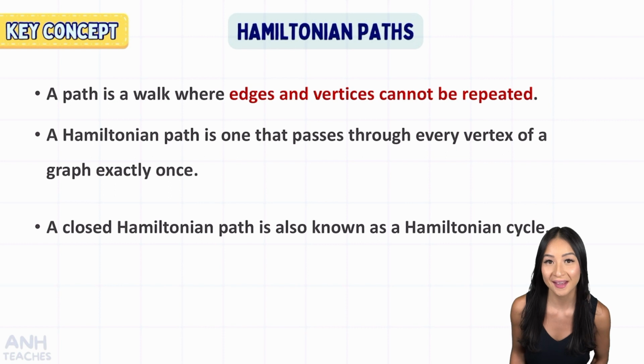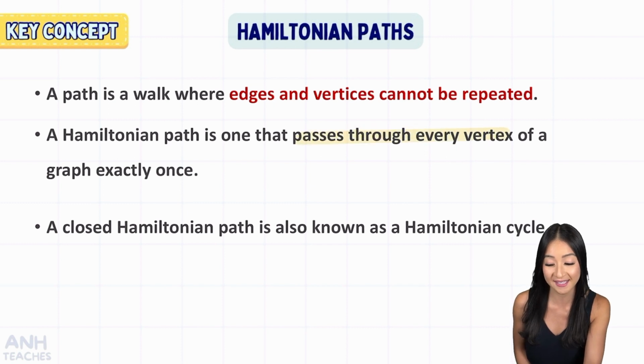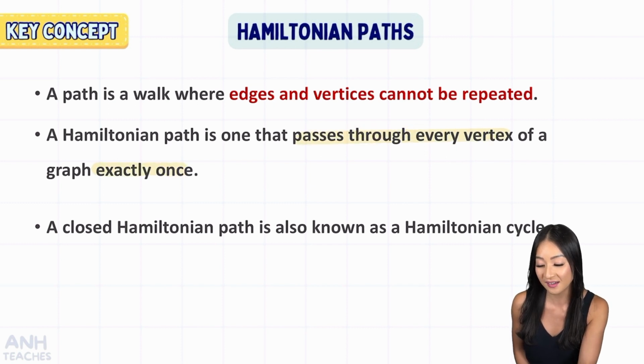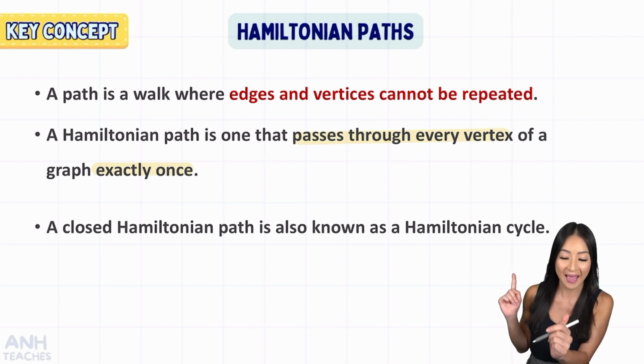Let's reiterate. A path is a walk where both edges and vertices cannot be repeated. If the path passes through every single vertex exactly once, then it's called a Hamiltonian path. And then we have a specific name for a closed Hamiltonian path that's called a Hamiltonian cycle.